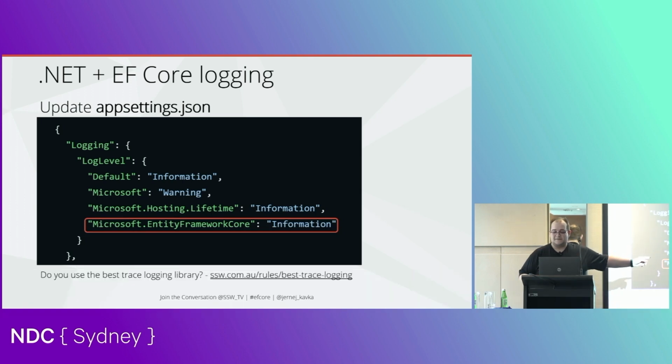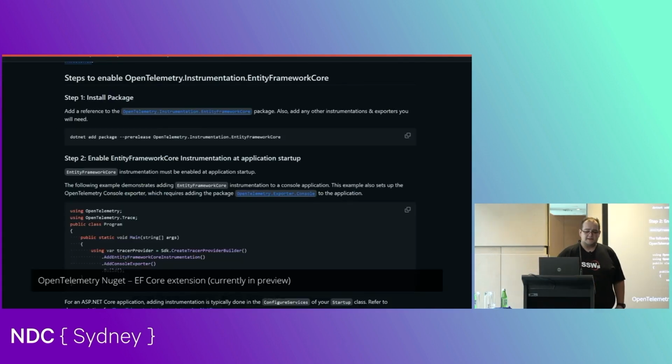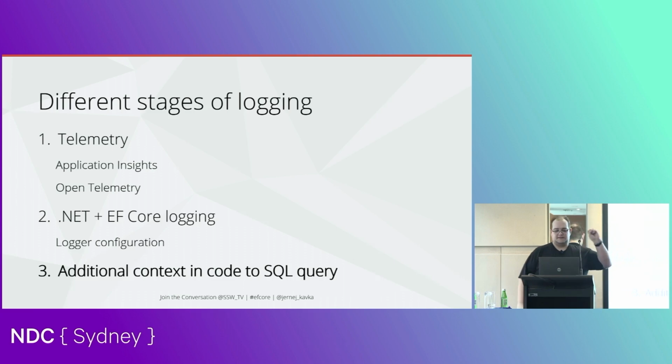And here we also have rules for better tracing if you're interested in that. What is also interesting is that OpenTelemetry is going to give us an extension where we can add EF Core tracing directly in OpenTelemetry. And they're also adding a console extension, which means that we no longer need to manually configure all of the stuff. This is currently in preview. In the future, we might only need two steps. One is to configure the telemetry, and the next step is adding additional context in the code for your SQL queries, for the EF Core queries.